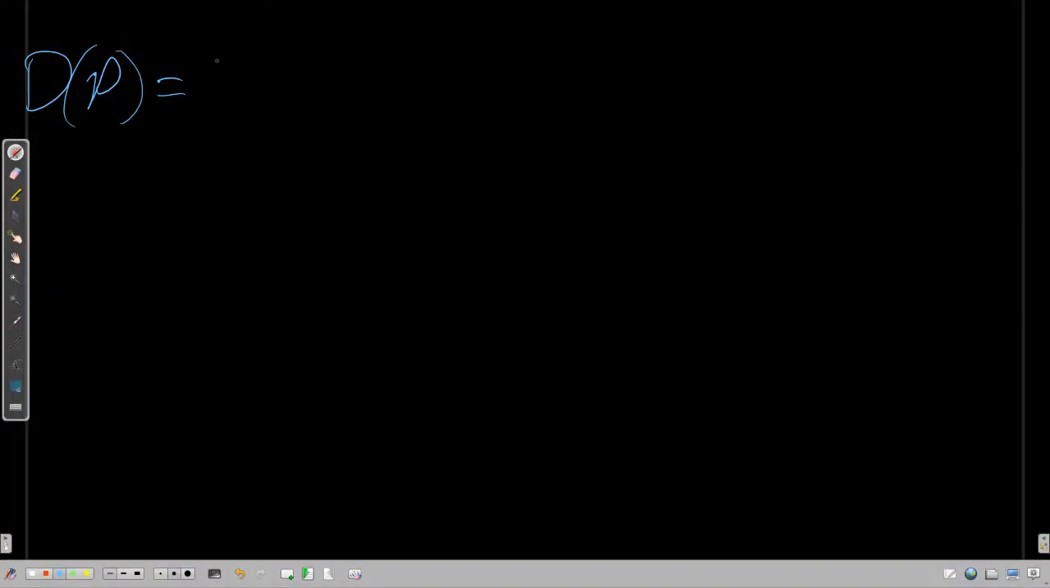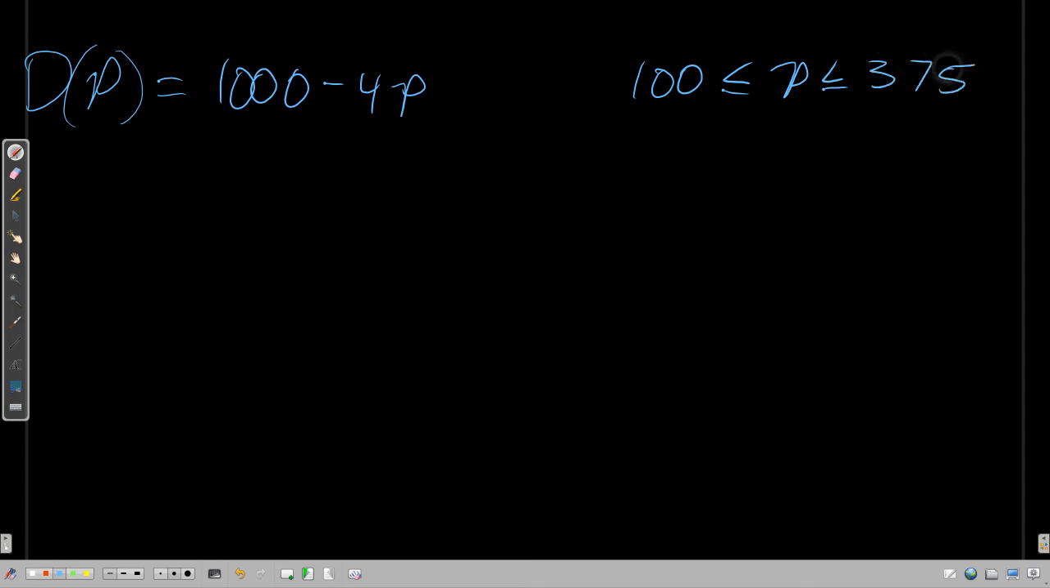So they gave it to us like 1000 minus 4p on the interval from 100 to 375. So you can see that if they charged the minimum, if they only charged $100, it's a weird setup, but if they only charged $100, then nobody would demand any boat rentals. Weird. Okay.